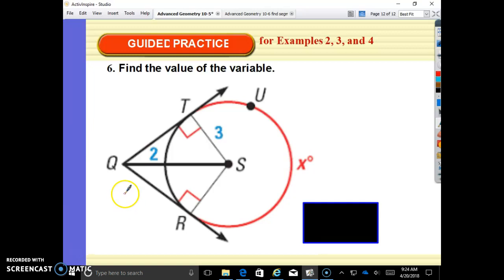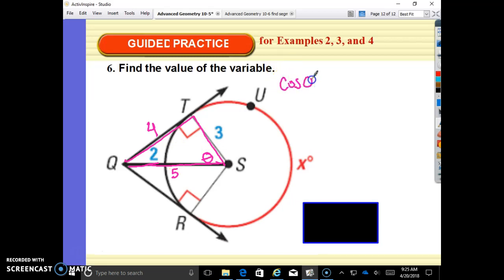Alright, so this one's a little tricky. If it's 2 out here, and this radius is 3, then this whole hypotenuse is 5. So we have a 3, 4, 5 triangle, because it is a special right triangle, right? A 3, 4, 5 triangle. Pythagorean triple. Alright, so anyway, we need to know what is this measure here. Well, we could use our adjacent and hypotenuse.